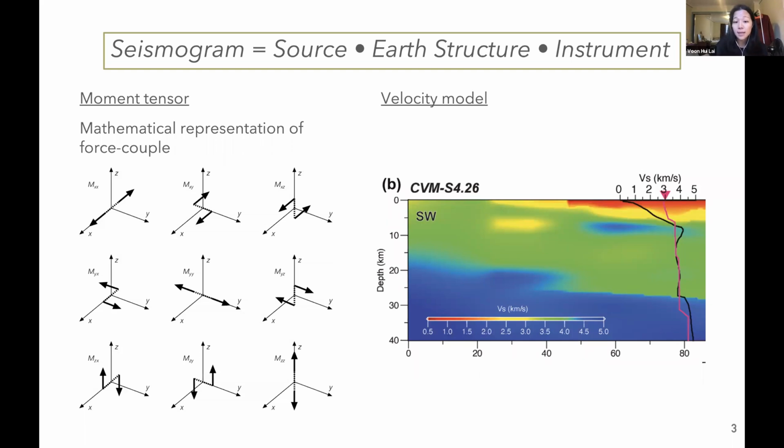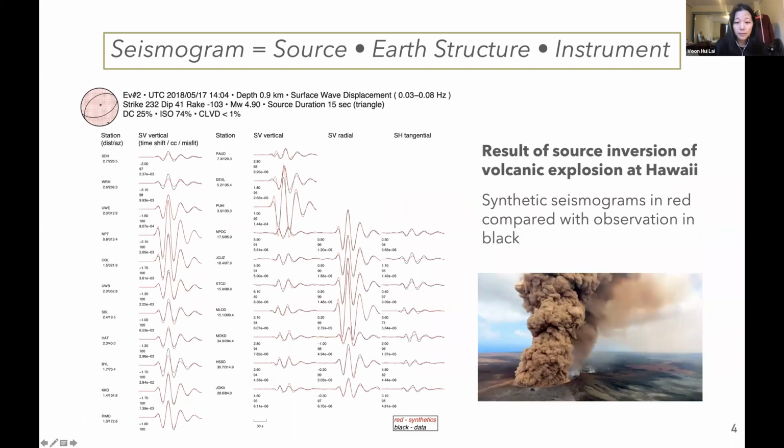And information on structure can be obtained by developing velocity models through methods such as seismic tomography. Here is an example of a velocity model of a sedimentary basin, where we have shear wave velocity with depth in a 1D and also a 2D profile. With good information of the structure and a mathematical way to describe the source, we can generate synthetic seismograms and use them to study many different types of source processes, including here an example of my current work of trying to model volcanic eruptions at Hawaii. And this has worked really well for sources that produce long period signals.